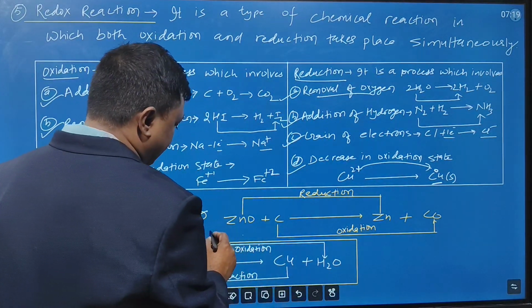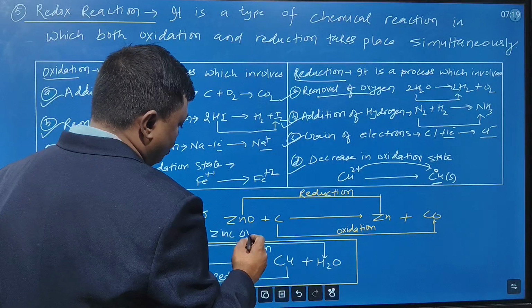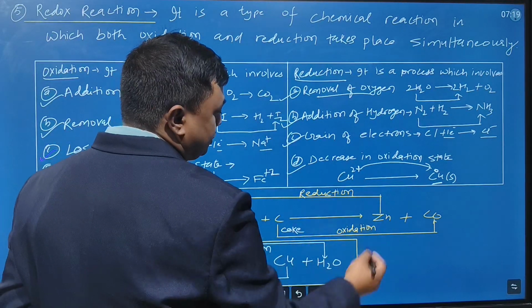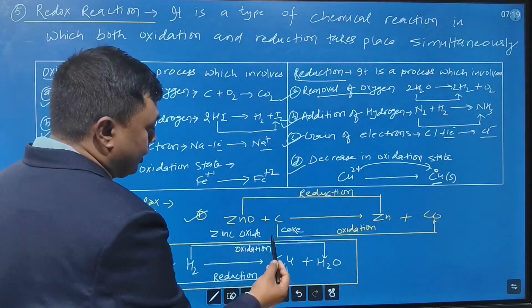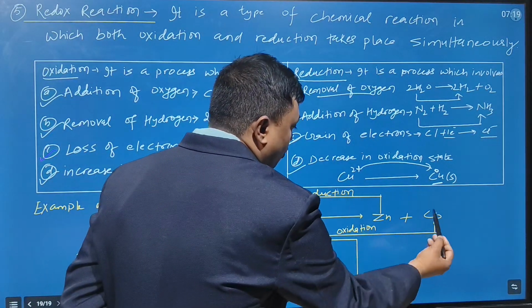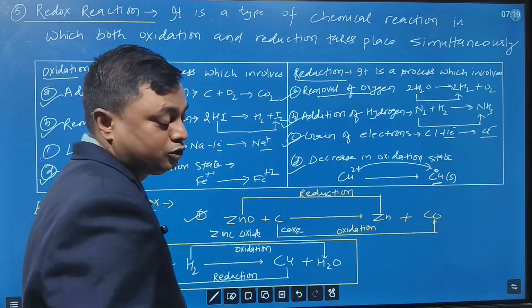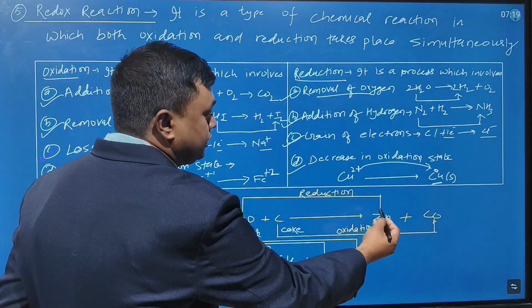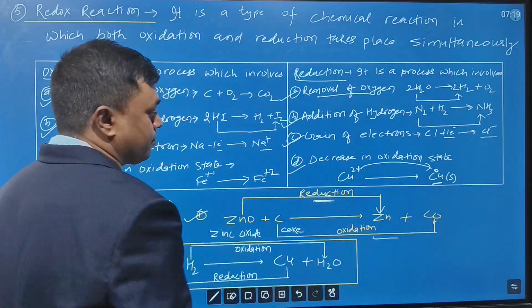You can see the example of a redox reaction: reaction of zinc oxide with carbon, that is coke, gives rise to zinc plus carbon monoxide. You can see clearly C to CO. What is happening? There is an addition of oxygen. So this is oxidation. Zinc oxide to zinc, there is a removal of oxygen, yes or no? So this is a reduction.